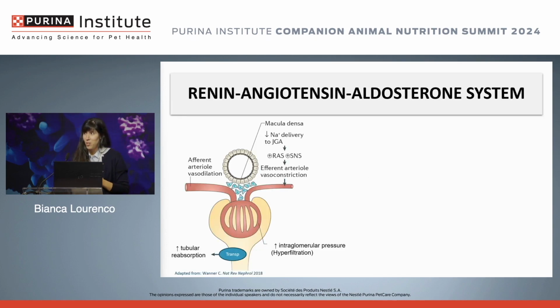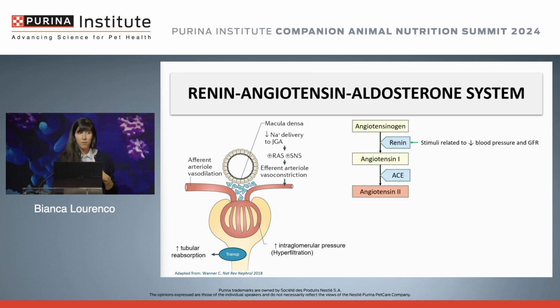The other adaptation we see is an overactivation of the renin-angiotensin-aldosterone system, which is associated with preferential constriction of our efferent arteriole. And if you remember, that's sort of the pressure relief valve of our glomeruli. So if you constrict it, again, you're going to have an increase in intraglomerular pressure.